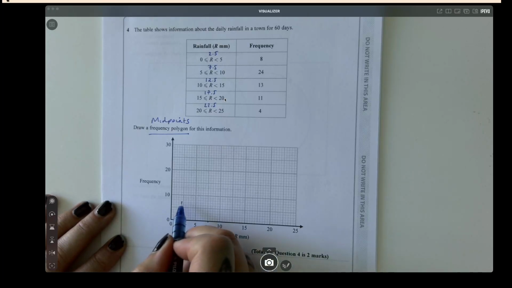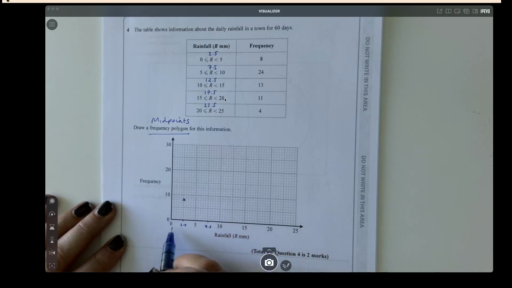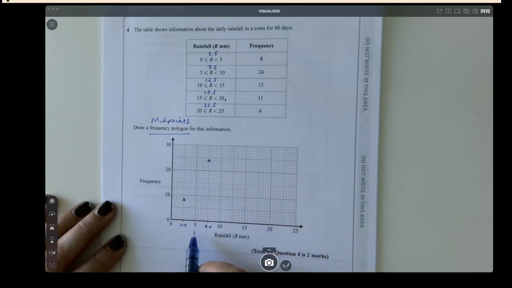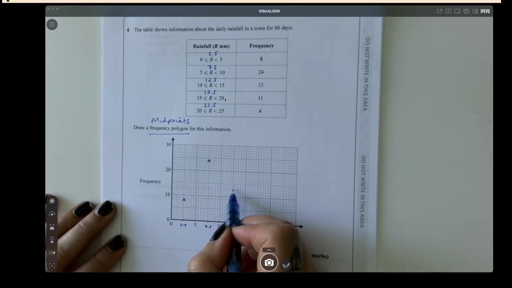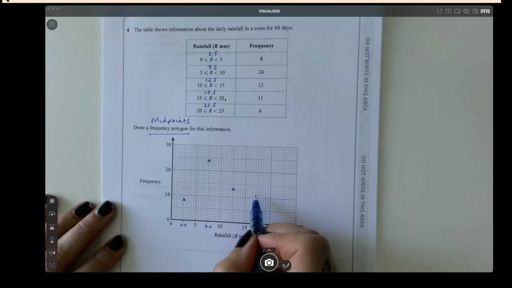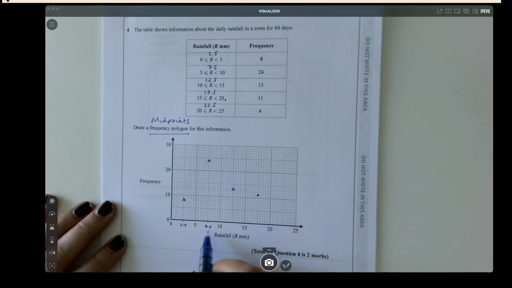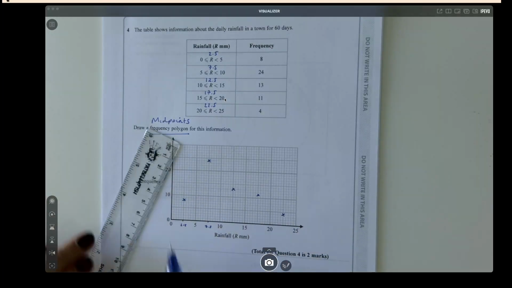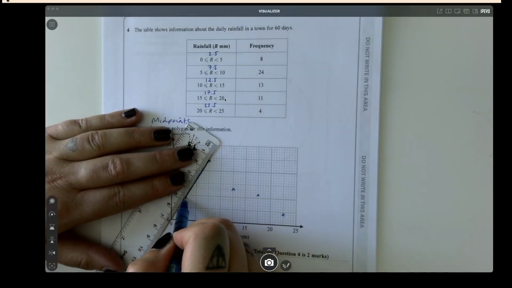So along to 2.5 up to 8, along to 7.5 up to 24, along to 12.5 up to 13, 17.5 up to 11, and then 22.5 and up to 4. So with a frequency polygon, we're going to join those points together with straight lines.